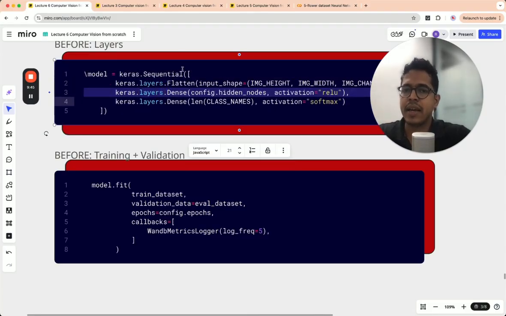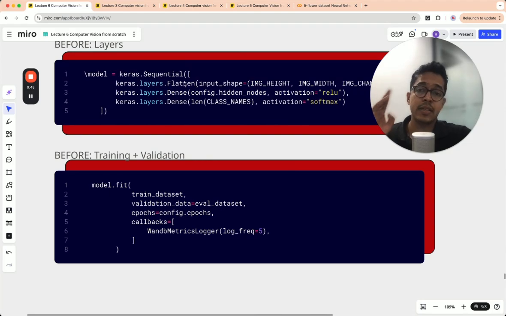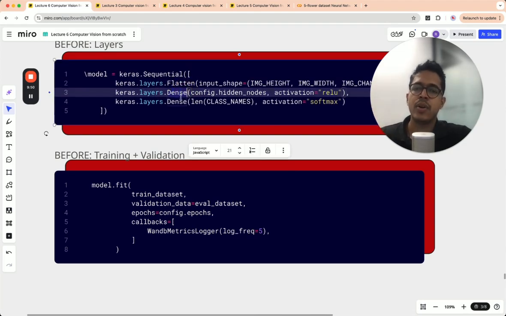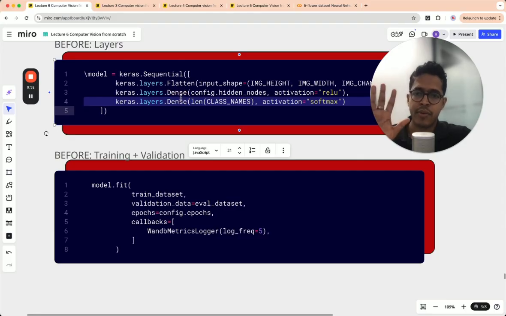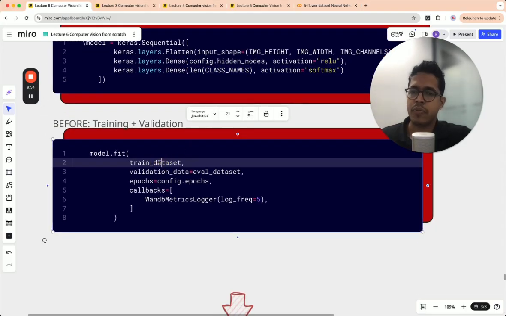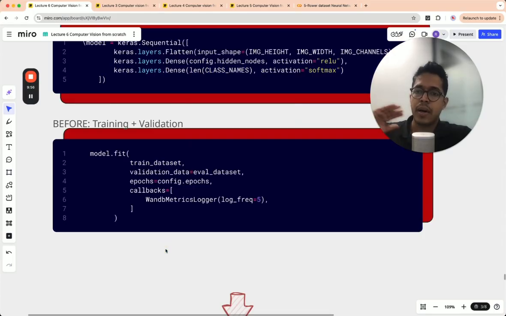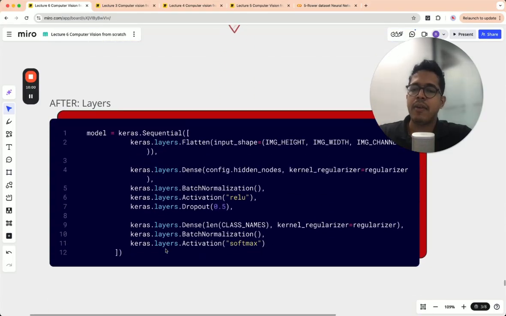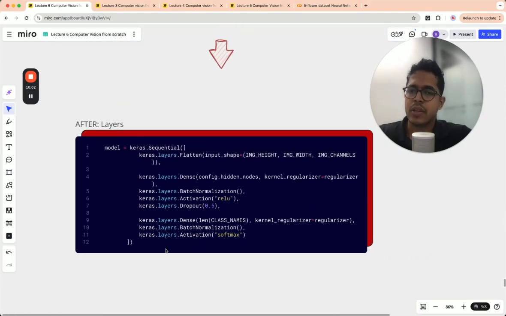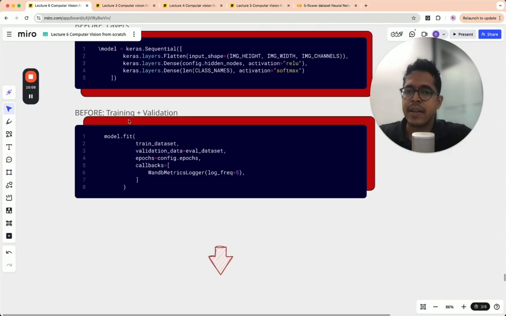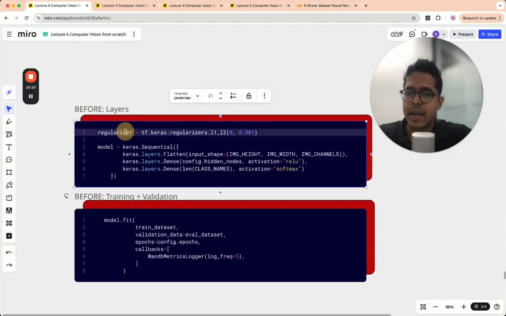In the model, we have sequentially 3 layers: flatten, the middle 128 node hidden layer, and the last layer with 5 nodes. Then we call the model.fit function. This is the before part, meaning before implementing any sort of overfitting prevention method. And after doing that, this is what we have. So we define the regularizer, and we call the regularizer with L2.